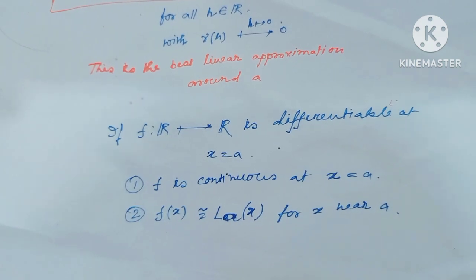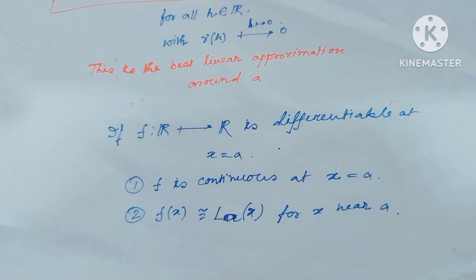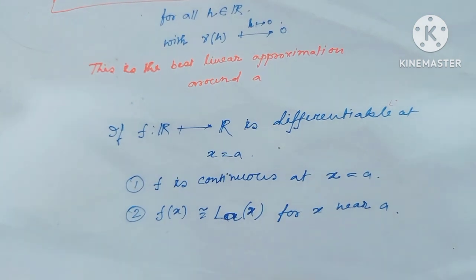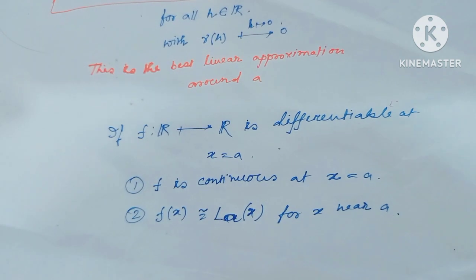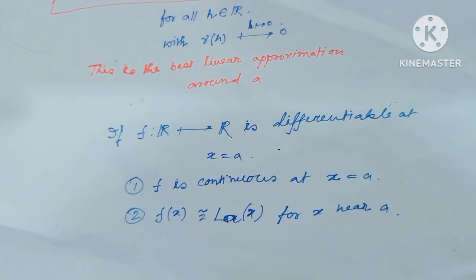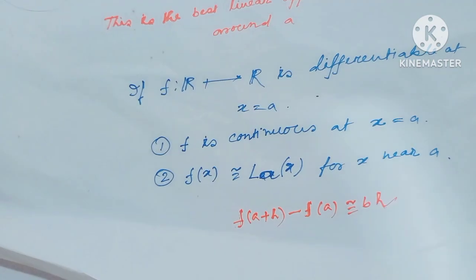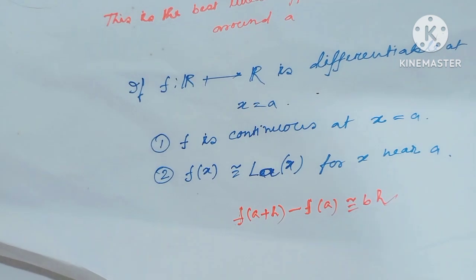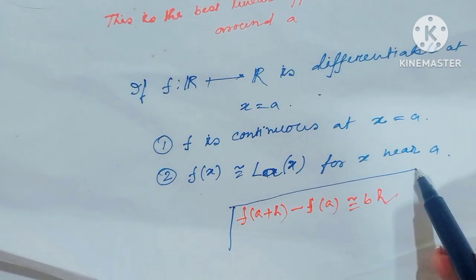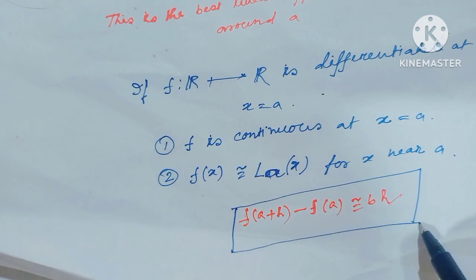f, when defined from the real line to the real line, is differentiable at a point a means f is continuous at the point a and f is approximately equivalent to a linear approximation. Approximation means f(a+h) minus f(a) is approximately equivalent to bh.